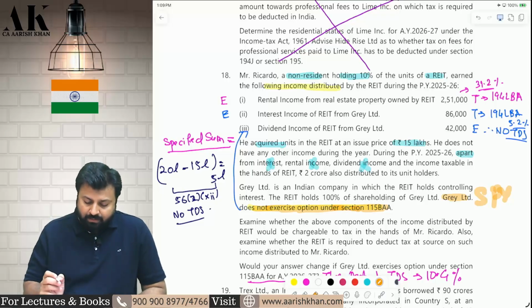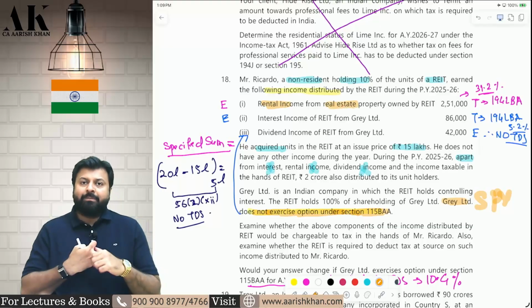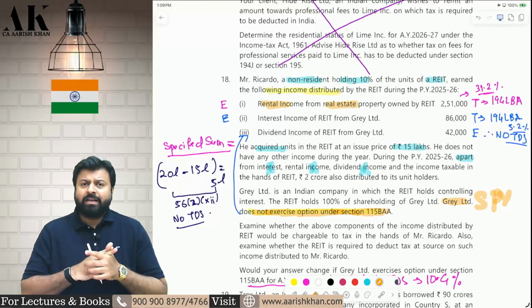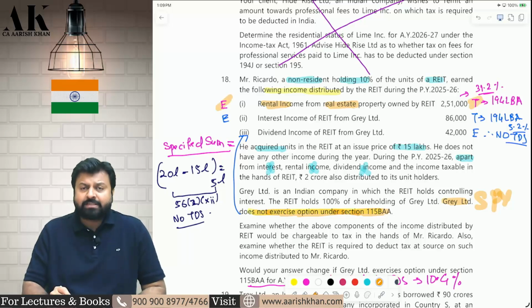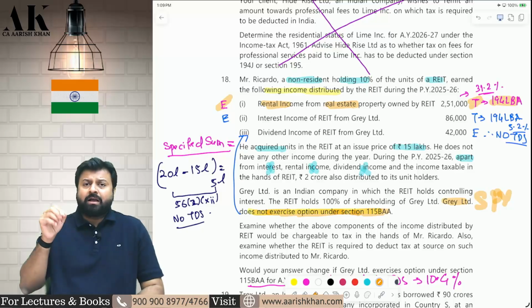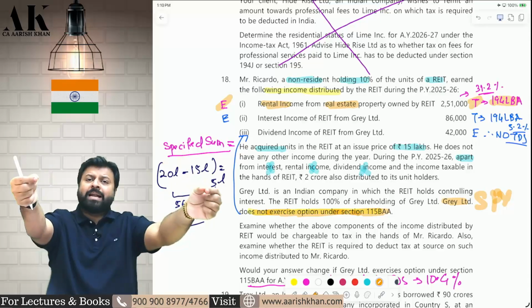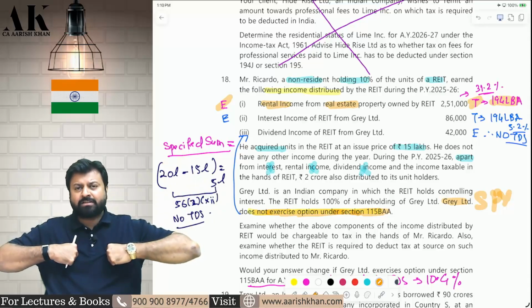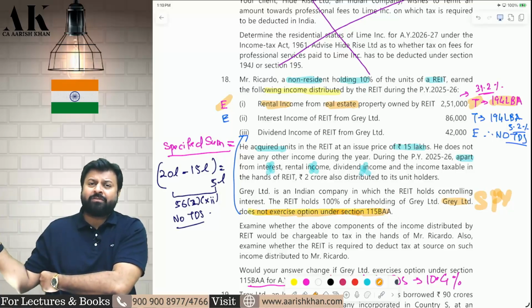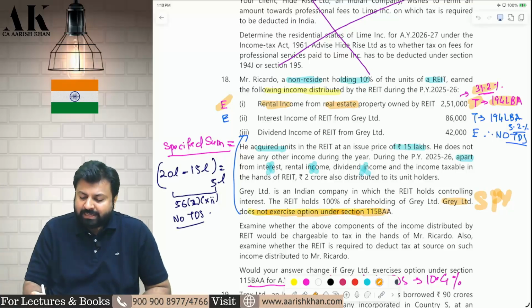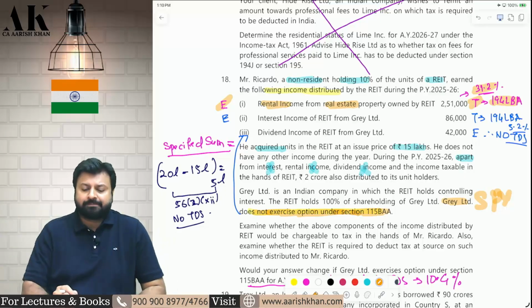First of all, let's try to understand one by one. Rental income from real estate property. What will happen? Rental income from real estate property is exempt in the hands of the business trust and taxable in the hands of the investor under 194LBA. The trust will deduct TDS. So if a business trust invests in land and building, earns rental, it is exempt in the hands of the business trust, taxable in the hands of the investor. The investor is non-resident, therefore deduct TDS under 194LBA at rates in force. Rates in force is the highest rate applicable to Mr. Ricardo, that is 30% tax plus 4% cess.